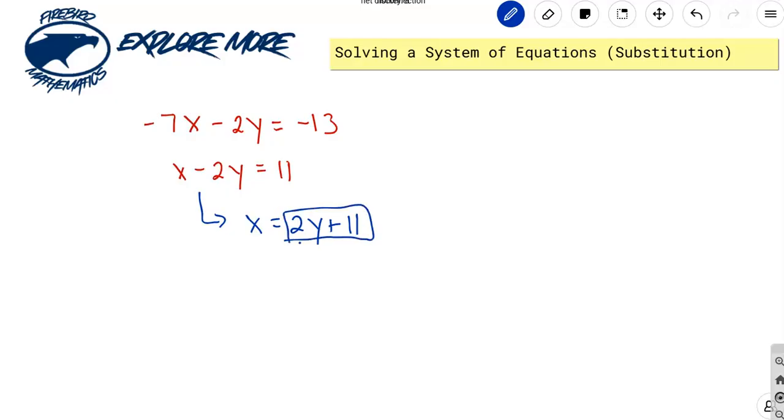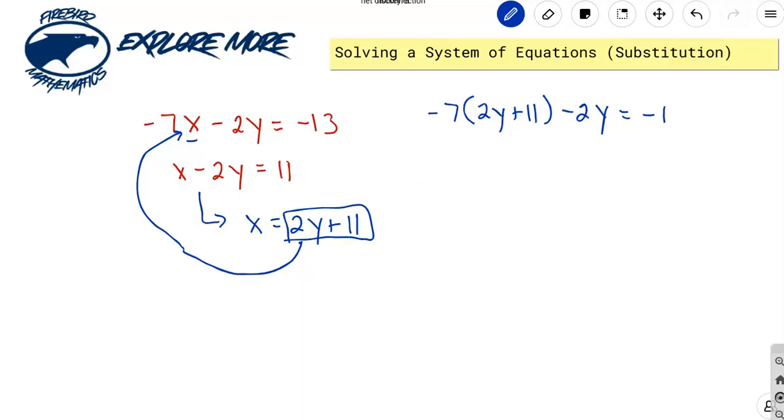We can substitute 2y plus 11 into the first equation. We can substitute that into where the x is. So we solve for x. X is 2y plus 11. So now we're going to substitute that into this second equation. Okay, so let's take a look. What is that going to look like? So this would be negative 7 times 2y plus 11 minus 2y equals negative 13.